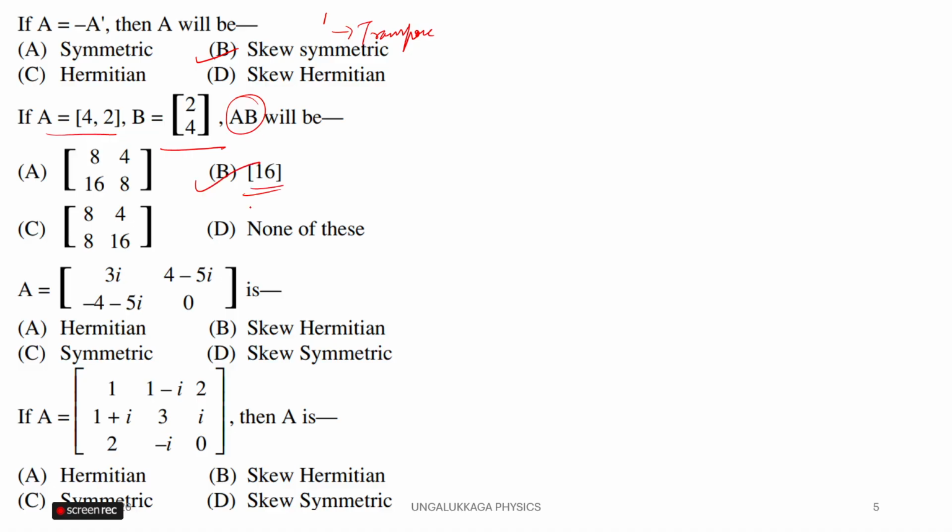Okay, here we have a matrix 3i, minus 4 plus 5i, 4 plus 5i, 0. It consists of complex values. So let's find A dagger, because once you find A dagger, we can check for Hermitian. If A is equal to A dagger, then that is Hermitian. For skew Hermitian, A is equal to minus A dagger, right? So what's the definition of A dagger? You have to take the complex conjugate and take the transpose of that.